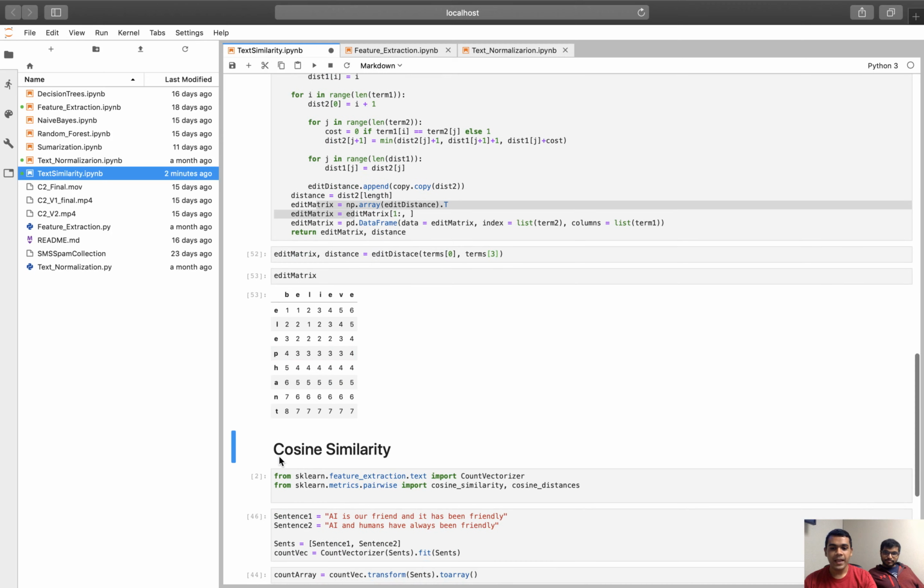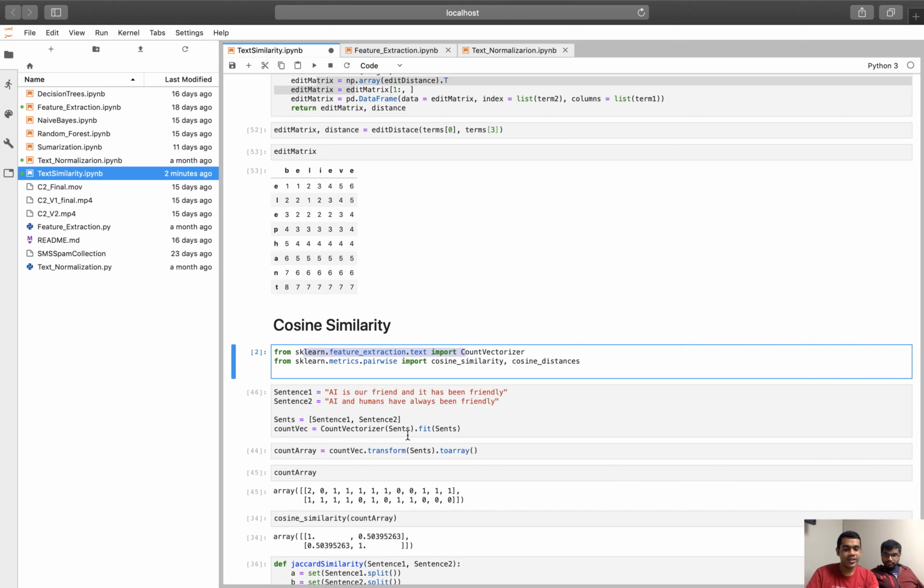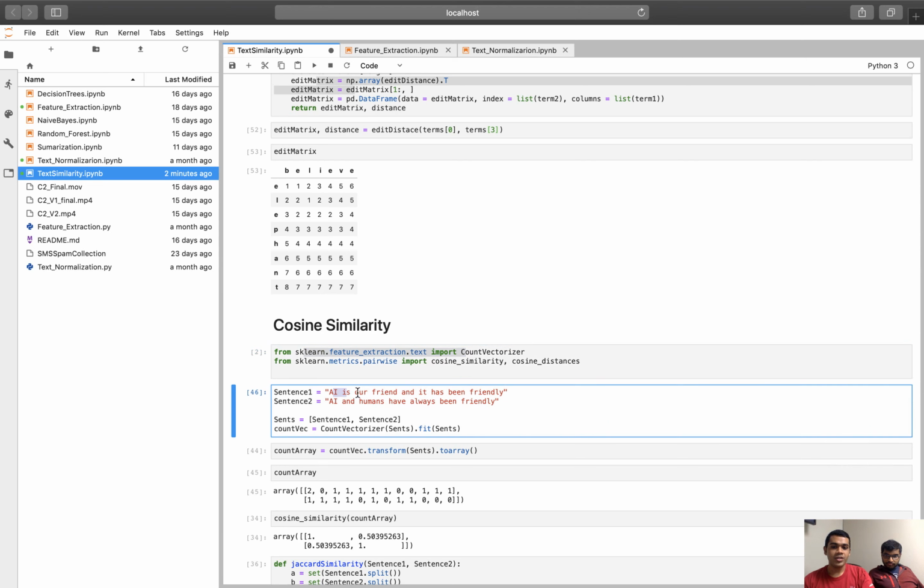Fantastic. Okay. And let's go into cosine similarity. And our beautiful sklearn has libraries for cosine similarity and cosine distance. And as we have discussed, the count vectorizer or TF-IDF vectorizer. Here I'm just using the count vectorizer. You can also use the TF-IDF vectorizer. I'm vectorizing 2 sentences: AI is our friend, and it has been friendly; and AI and humans have always been friendly.